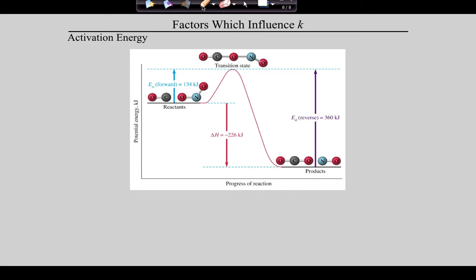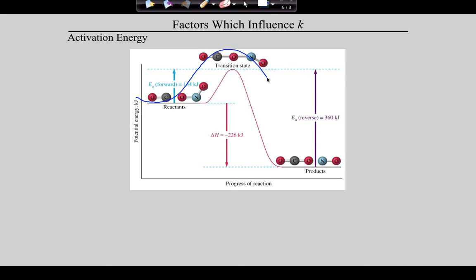Activation energy. Right, in this case it's 134 kilojoules. But guys, the answer is activation energy. So, what can we do to make reactions go faster? Well, one thing we can do is increase the magnitude of the collisions. If we increase the magnitude of the collisions, they get over the hump easier, and the reaction goes faster.